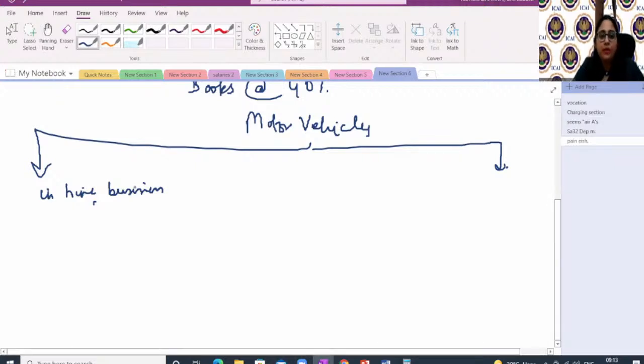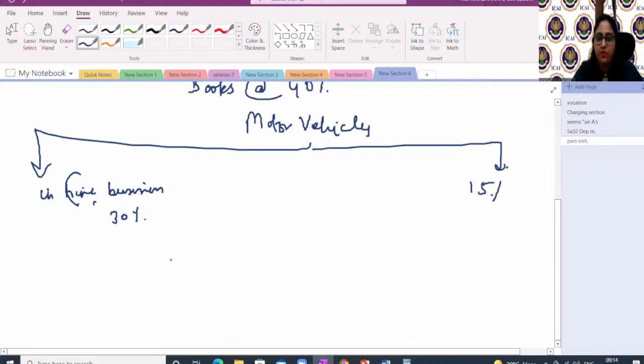Since it is used for a hire business, the wear and tear would be more than a general motor vehicle used for a general business. A motor vehicle is the asset which would be used the maximum, right? So if the motor vehicle is used in a hire business, I mean taxi hiring and all, then the rate is 30%. Otherwise, the motor vehicle rate is 15%.